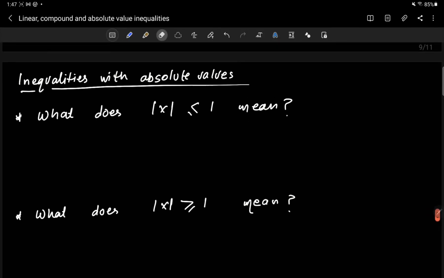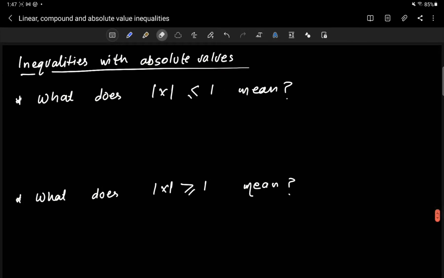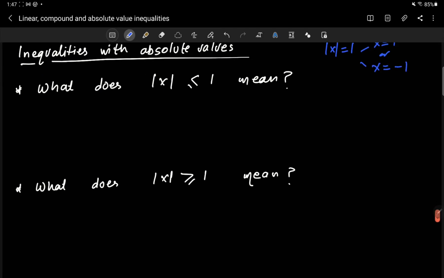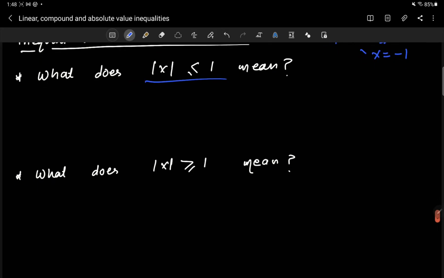Alright, we're going to look at inequalities with absolute value. Recall that when dealing with equality, we said that the absolute value of x equals 1 can mean one of two things: x equals 1 or x equals -1. Now we have a similar thing that's going to happen with inequalities. In this case, we're going to look at what that means.